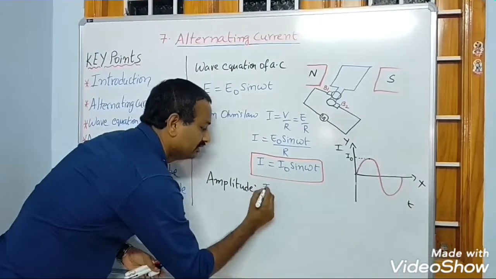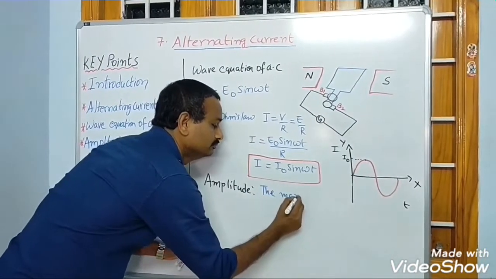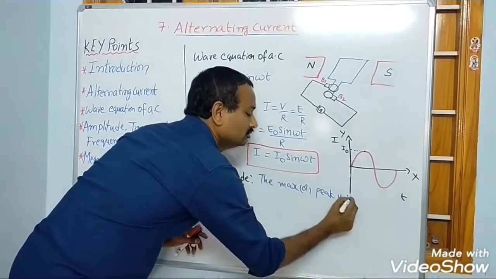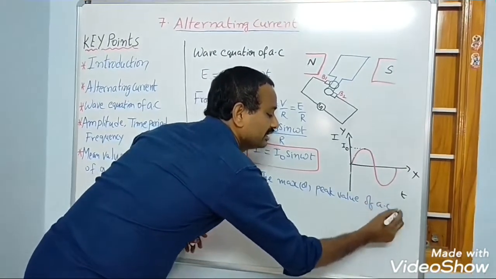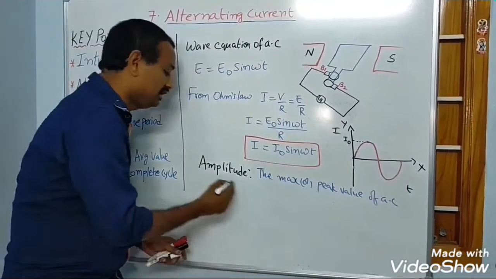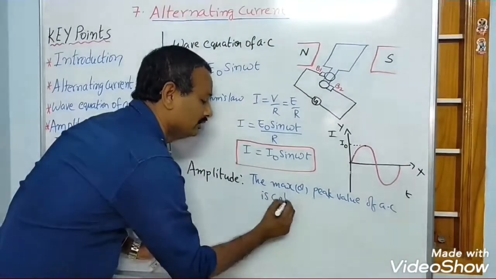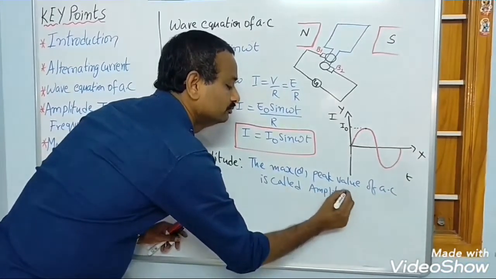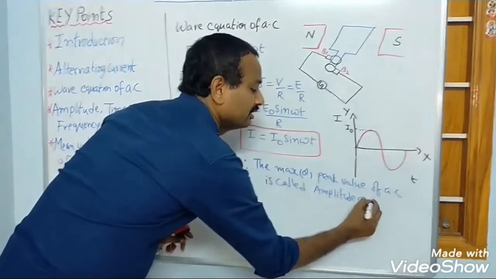What is that? The maximum or peak value of alternating current is called amplitude, or you can say current amplitude.